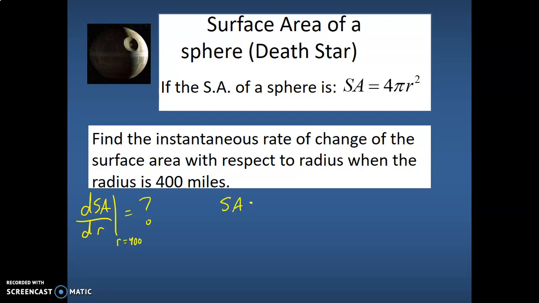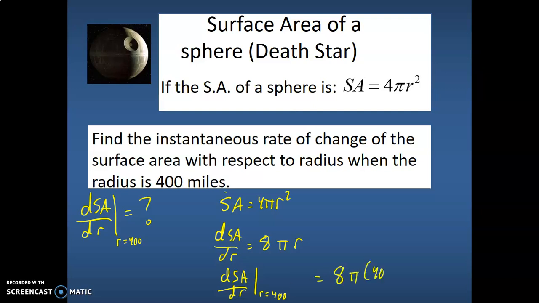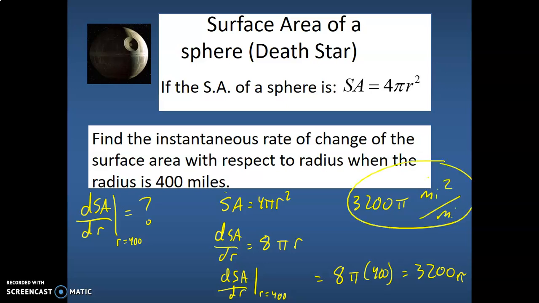So I'm going to start with my formula. Surface area is 4 pi r squared. The derivative of surface area with respect to radius, I'm just going to multiply the 2 out front, so 8 pi r. I want to know the derivative of surface area when the radius is 400. So I'm going to do 8 times pi times 400, which would be 3200 pi. I'm going to leave it as just 3200 pi. Note that we're doing a rate of surface area versus radius. So my answer should be 3200 pi miles squared per mile.